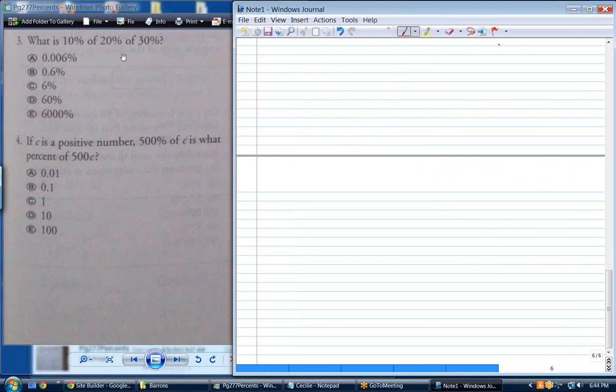What is 10% of 20% of 30%? So you have to take 10% of 20 first, right? Yeah, of means multiply. So the other way I could do this problem is 0.1, that's 10%, times 0.2, that's 20%, times 0.3. What is that? 0.006? Well, all of my answers are in percent.